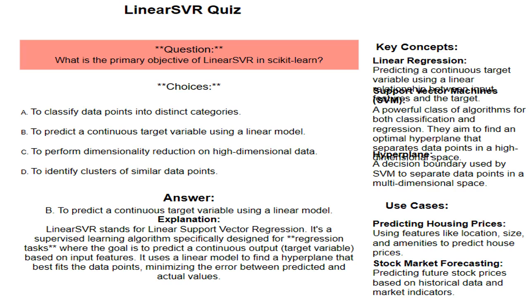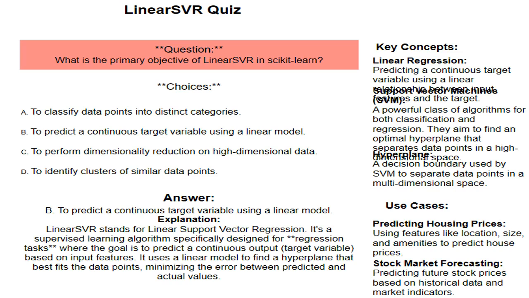What is the primary objective of linear SVR in sklearn? A. To classify data points into distinct categories. B. To predict a continuous target variable using a linear model. C. To perform dimensionality reduction on high-dimensional data. D. To identify clusters of similar data points.